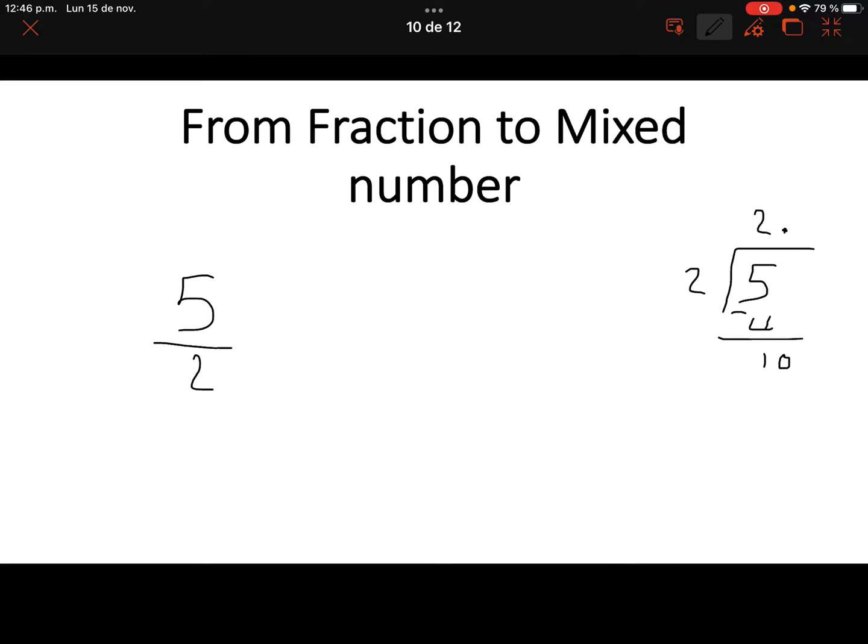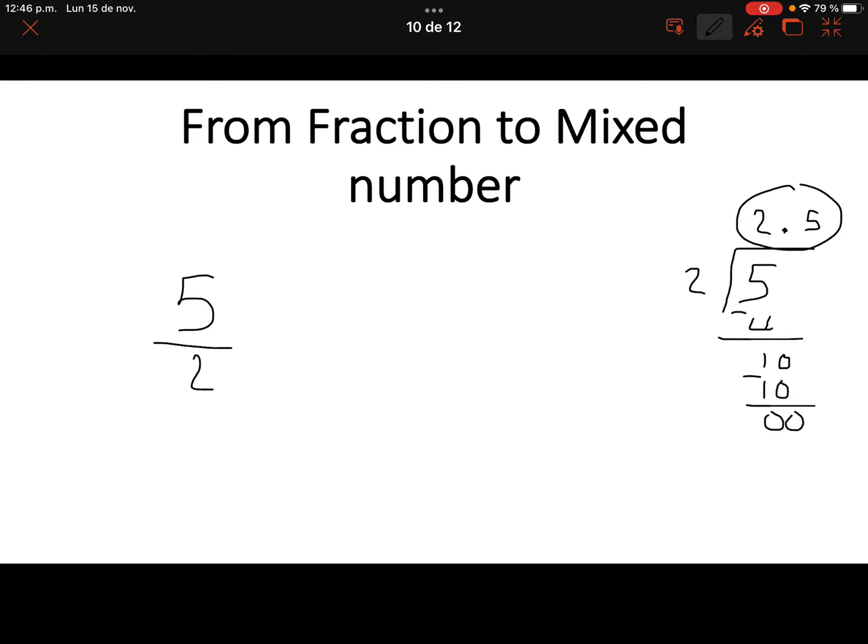Now 10 divided by 2 is 5, and 5 times 2 is 10. Put it here, 10, and subtract. Now the remainder is 0. Then we can't continue the division. The answer is 2.5.